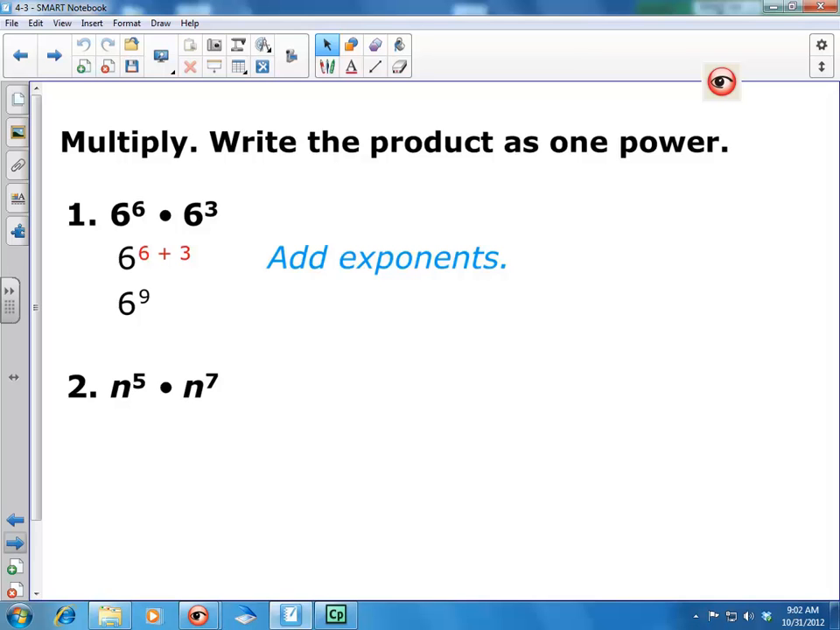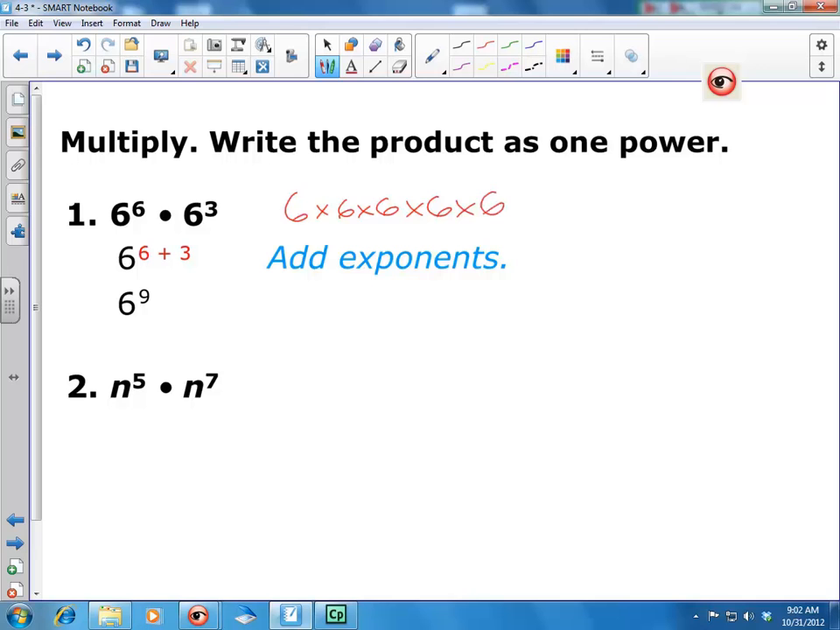Number one says 6 to the 6th power times 6 to the 3rd power. Remember, you should be copying these down in your notes. Now, if we were to figure this out, we could write this out if you want to. We know that 6 to the 6th power would be 6 times 6 times 6 times 6 times 6 times 6. Then we're going to be multiplying that, our first number, times 6 to the 3rd power, which would be 6 times 6 times 6.